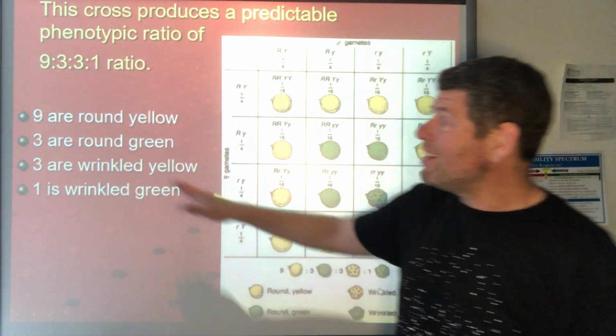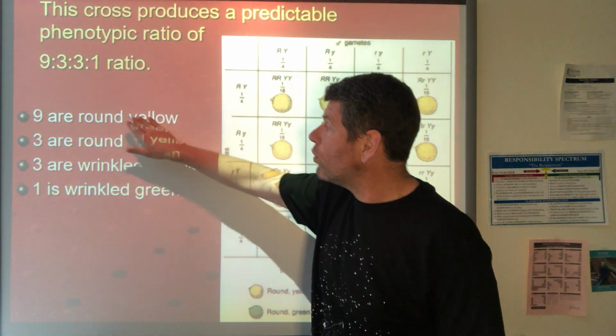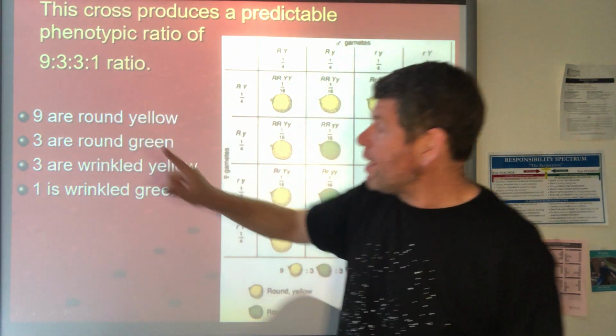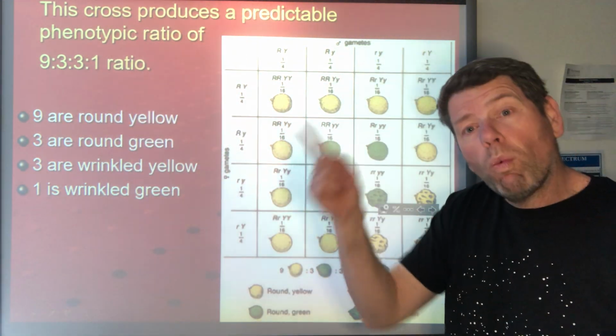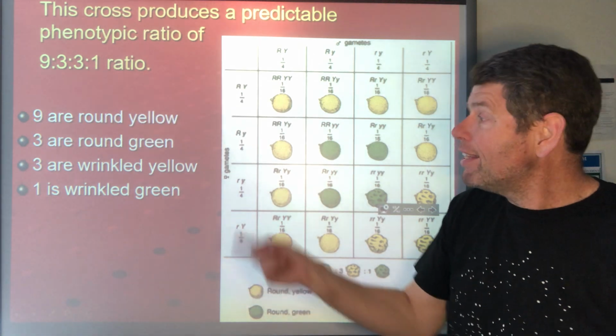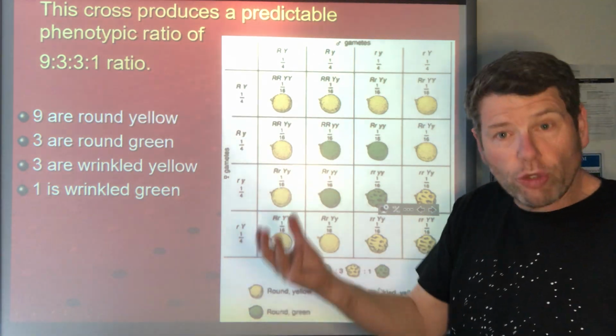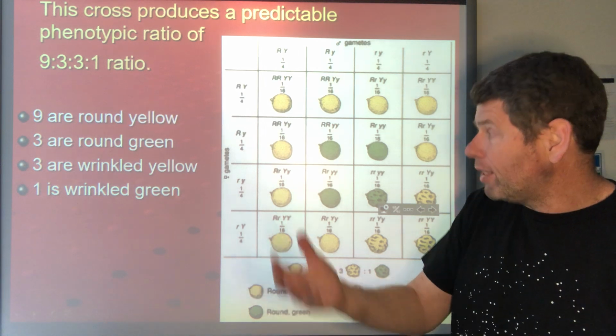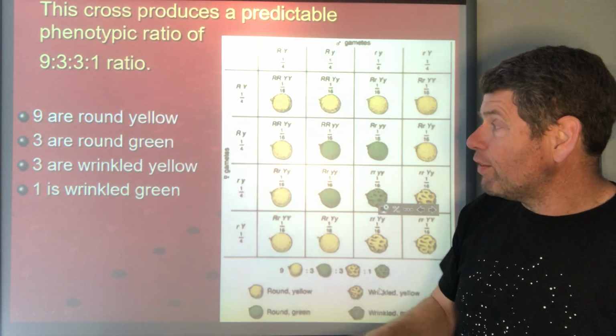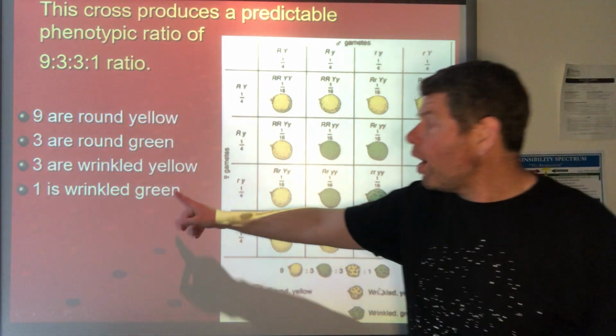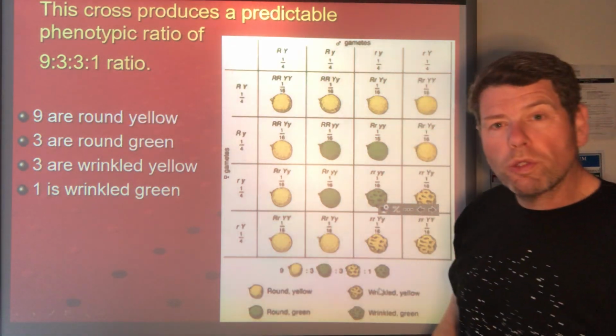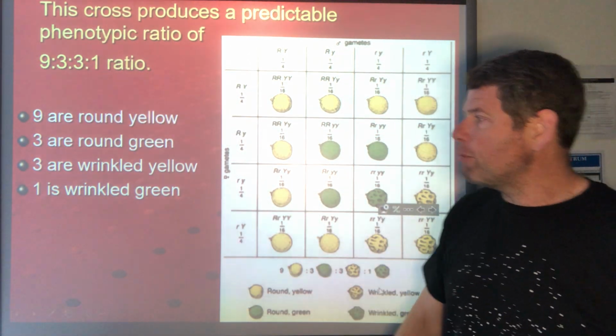But just remember that 9 means both dominant traits. 3, 1 dominant trait, 1 recessive trait, and then the next 3, we just switch the traits around so they have the dominant color and the recessive seed coat, and then 1, only 1 in 16, shows both recessive traits. Not a bad thing to be able to memorize that.